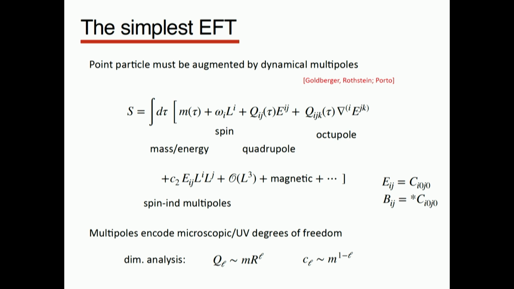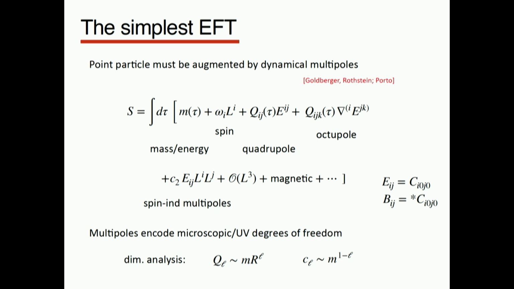It's just the multipole expansion of the object, but these multipoles generically are going to have some dynamics, which can be more or less complicated. Here I'm showing the electric quadrupole and the magnetic quadrupole. E is the electric part of the Weyl tensor, and there's a corresponding coupling with a B, which is the magnetic part. And then there are some terms with undetermined Wilson coefficients at spin squared, essentially the spin-induced multipole moments. These multipole moments encode whatever microscopic degrees of freedom we have for these different objects.